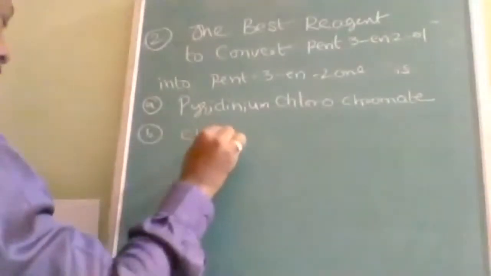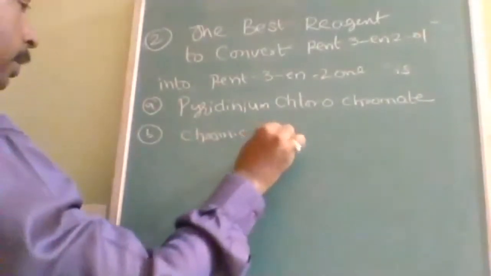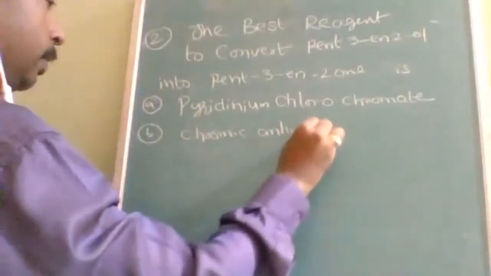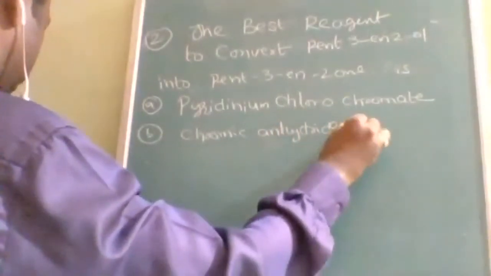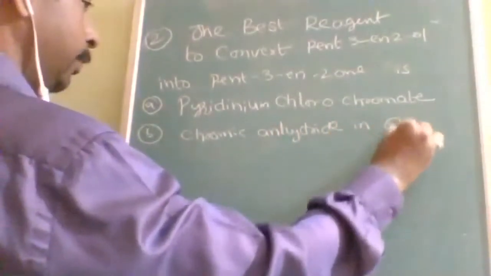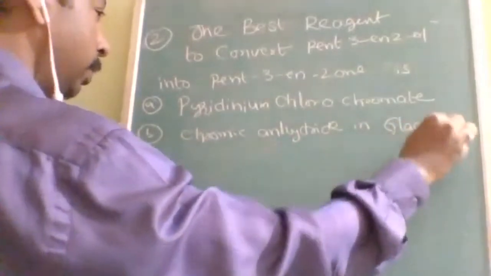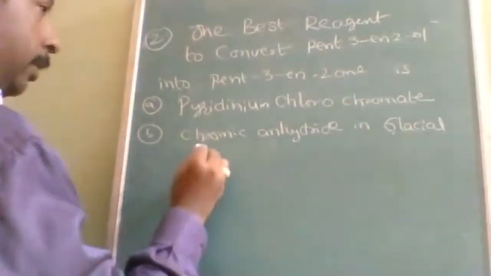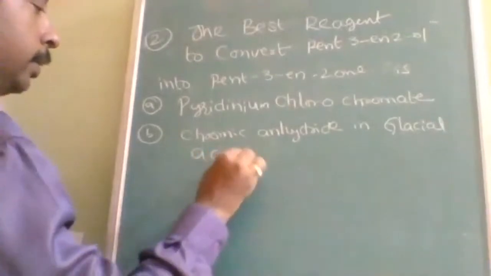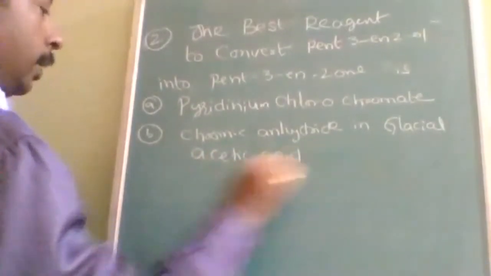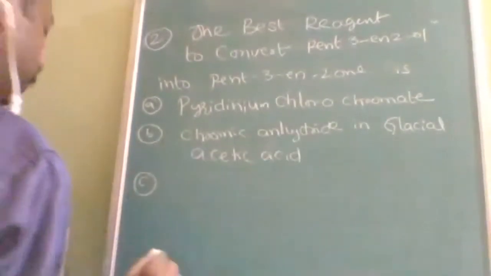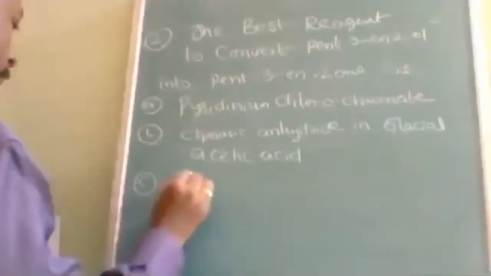The second option is chromic anhydride in glacial acetic acid. That word glacial is very important. I think all of you are aware of it. You should know the importance of the word glacial acetic acid.